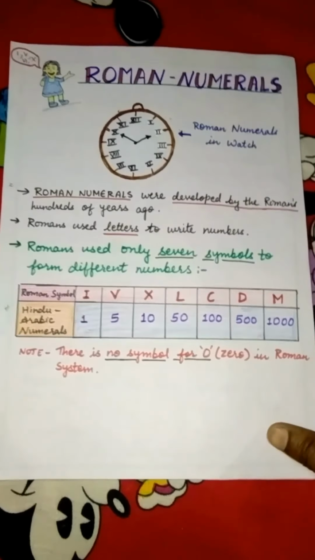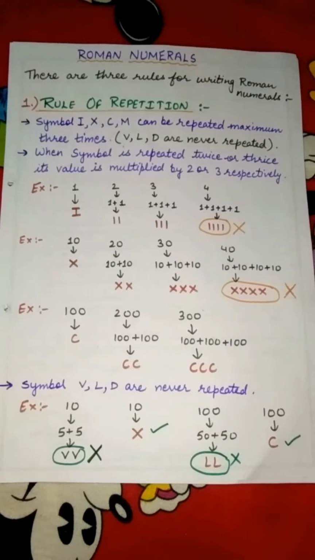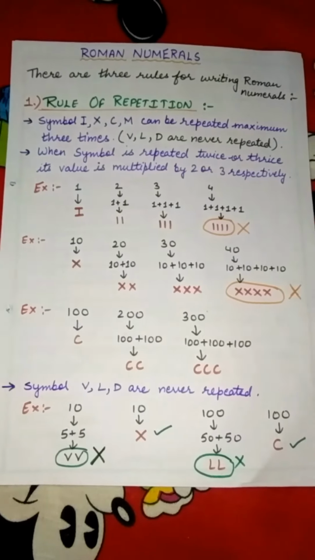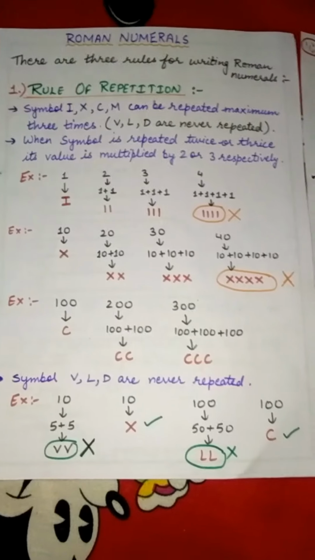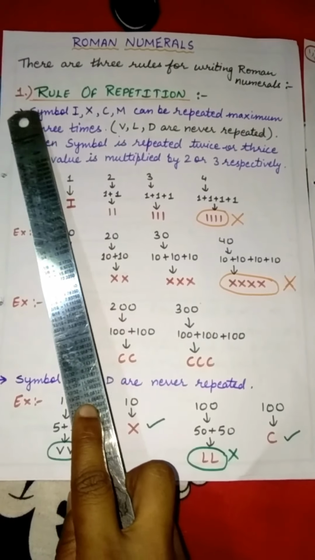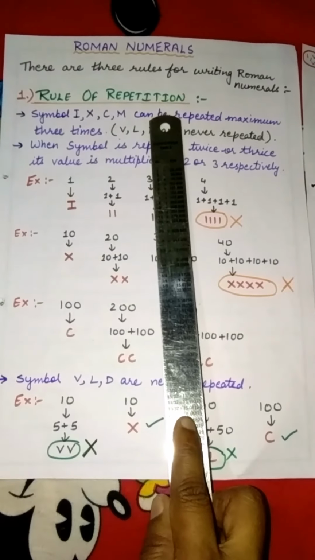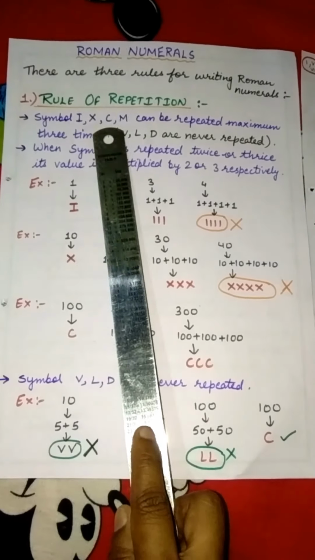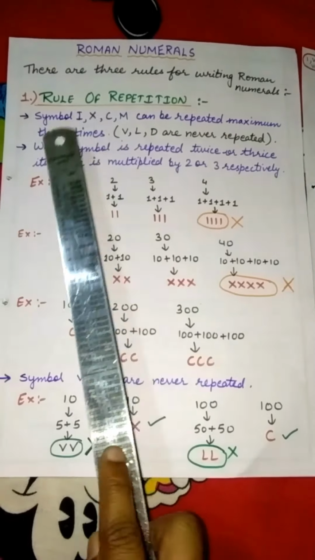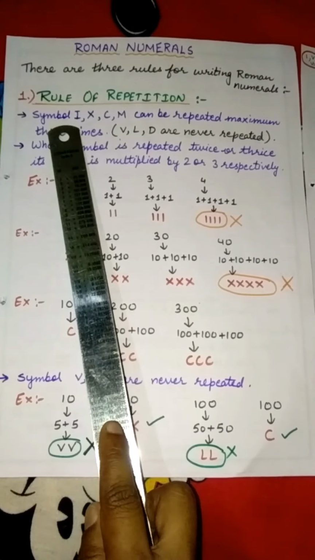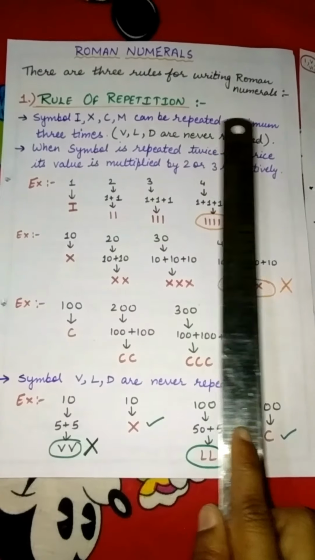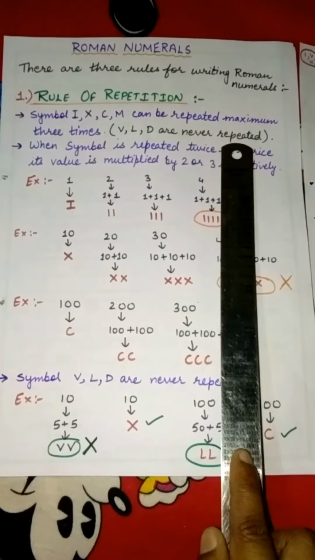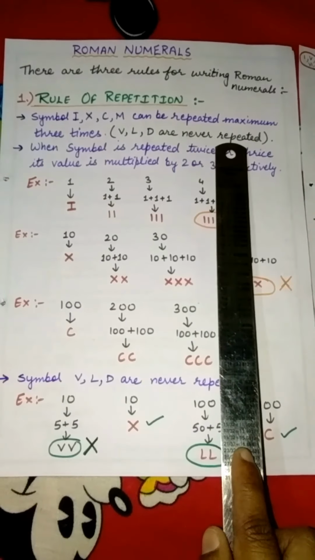Okay, now we will study 3 rules to write Roman numerals. There are 3 basic rules. The first rule is the rule of repetition. The rule of repetition says that symbols I, X, C, M can be repeated a maximum of 3 times, not more than that. V, L, D are never repeated. You cannot repeat these symbols.